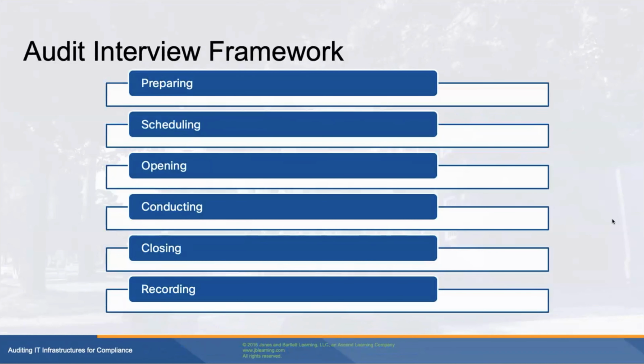So here is the framework for doing an audit interview. This is the interview that happens before the audit. So we're going to prepare for our audit. We're going to schedule the audit. Preparing the audit is going to be our interview. Then we're going to make up a schedule for doing the audit. We're going to start the audit. We're going to conduct it, close it, and then record our findings. So these are the different stages of an audit.